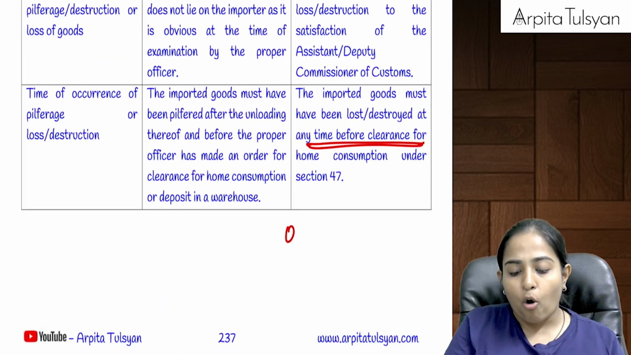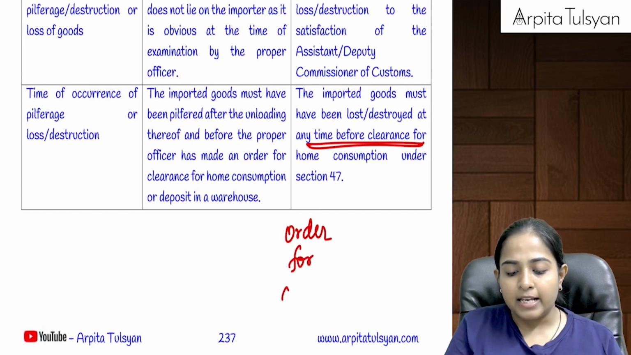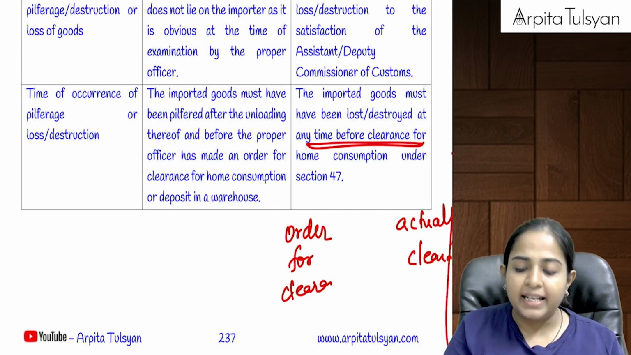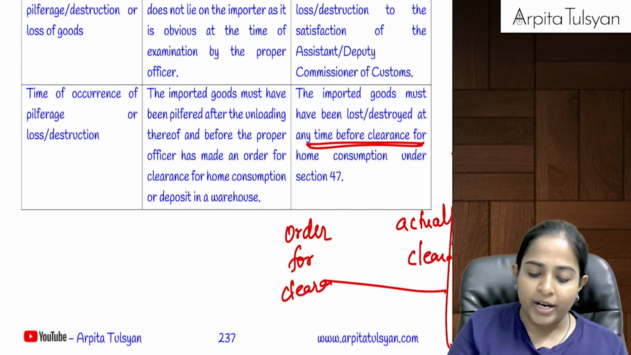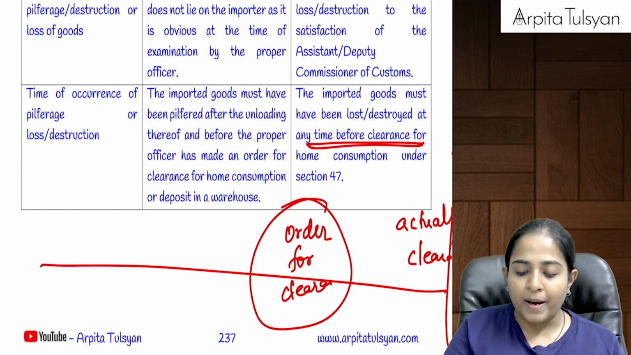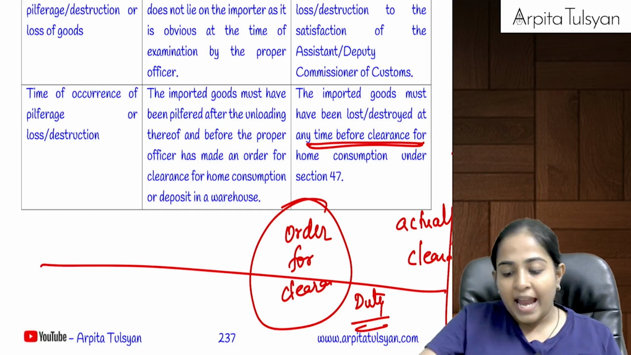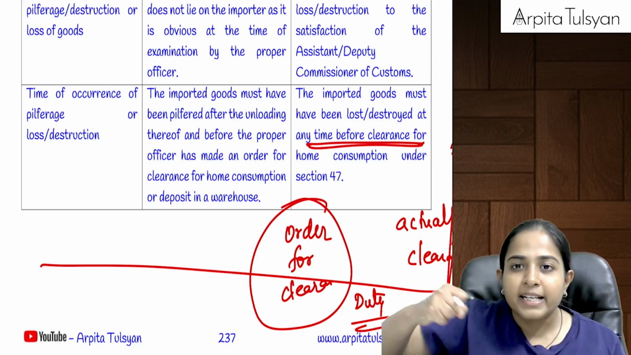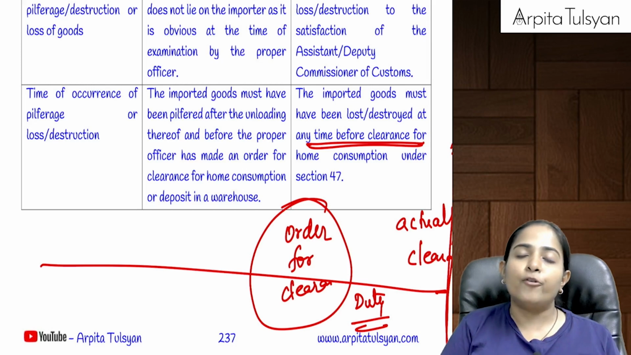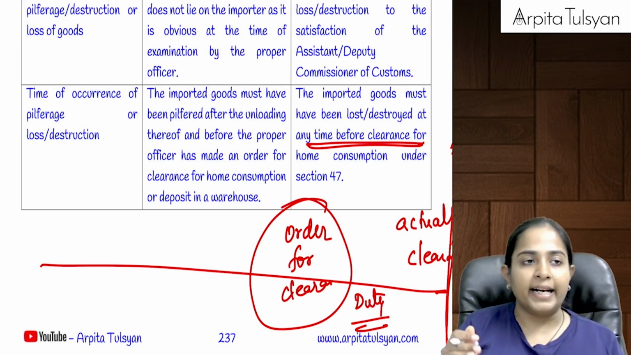See, first the order will be passed for clearance, and then the goods will be actually cleared. Right? So any time till here, if the goods are lost or destroyed, you can claim. As soon as the order is passed, can we say you are required to pay the duty? So the duty is already paid. And suppose later, before you physically take the goods from there, if it has been lost or destroyed, then you will get a remittance.